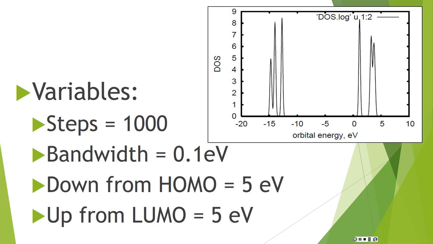Usually for steps in calculations I use 1000. Bandwidth, you can use anywhere from 0.05 to 0.1 electron volt. If I put 5 electron volts, then it will calculate from the HOMO down 5 electron volts and show only that in the graph. If you put 10, then it will show more. Same goes for the LUMO, 5 from where your LUMO starts. This plot is not normalized. You can normalize it, but it's a different kind of script, I guess.